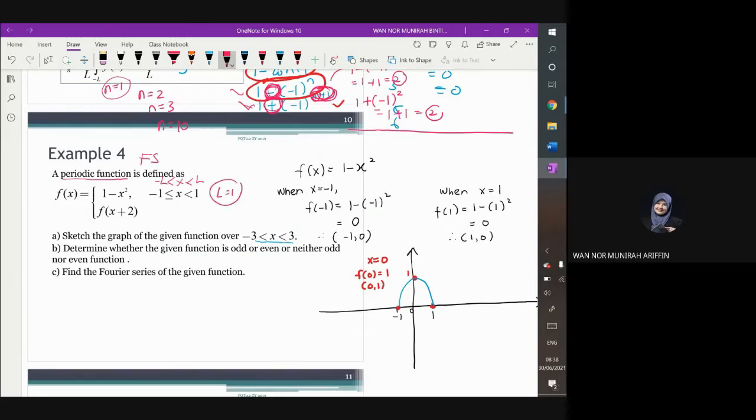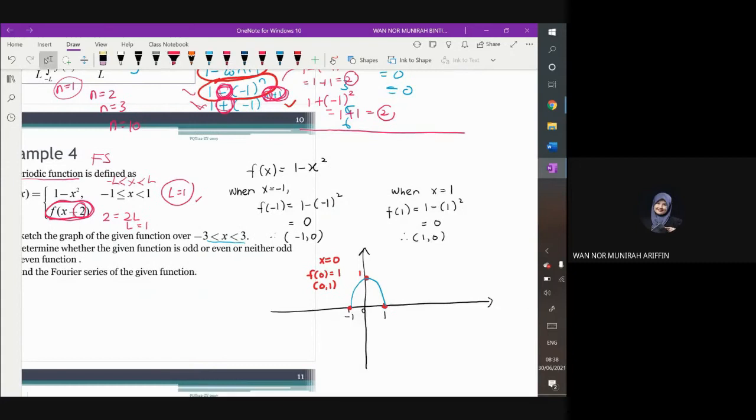Alright? Otherwise you can see here, this is to show you that you have a periodic function f(x plus 2). f(x plus 2) means that 2 is your 2L. Therefore, L equals 1. So this periodic function shows you that for each interval of 2 units, you will get the repeated function.